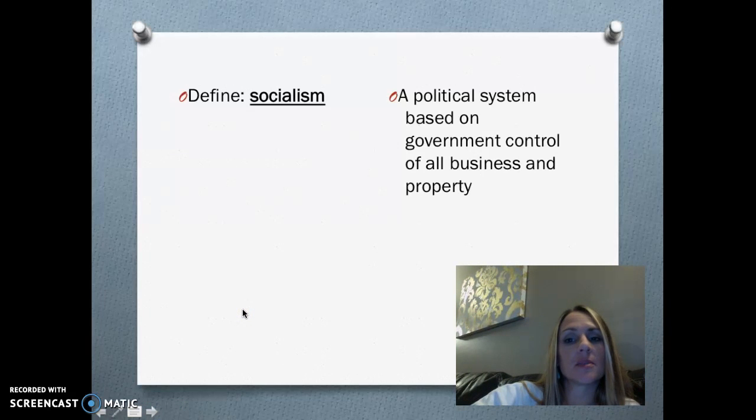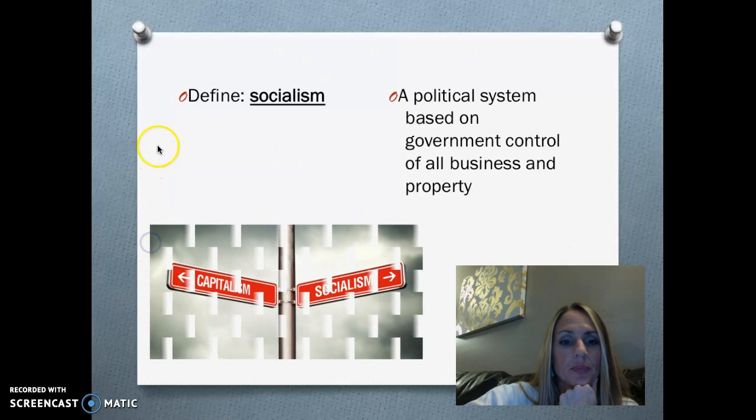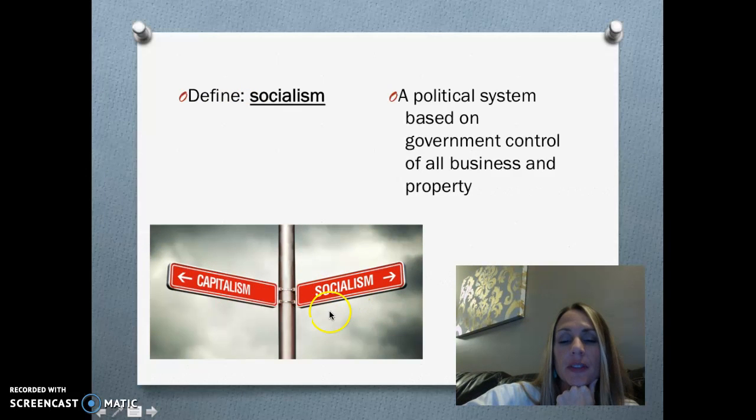Socialism, a political system based on government control of businesses and property. The government will control it, and they will disperse things the way they see fit in an equal distribution. Okay, so it's very different than what capitalism is. Capitalism being free enterprise and competition among businesses. Socialism doesn't allow for that.